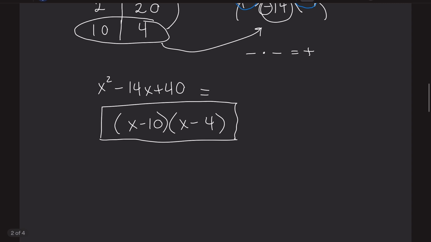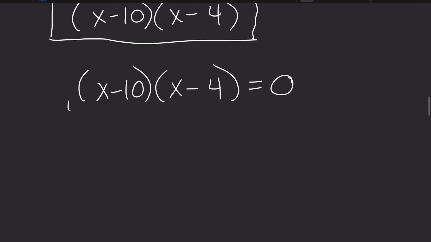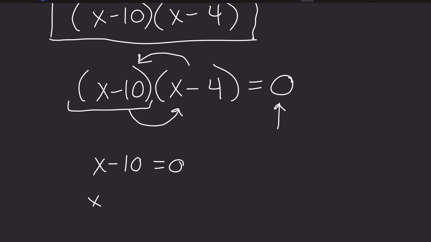If you want to get the solutions, we'll set x minus 10 times x minus 4 equal to 0. Now, this term is being multiplied by this term. So if this term were 0, it would make the entire left-hand side 0, and therefore it will satisfy that this needs to equal 0. So we'll say x minus 10 equals 0. And the same is true for x minus 4. So x minus 4 equals 0.